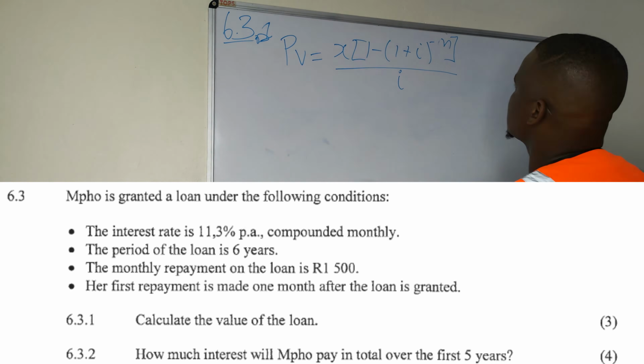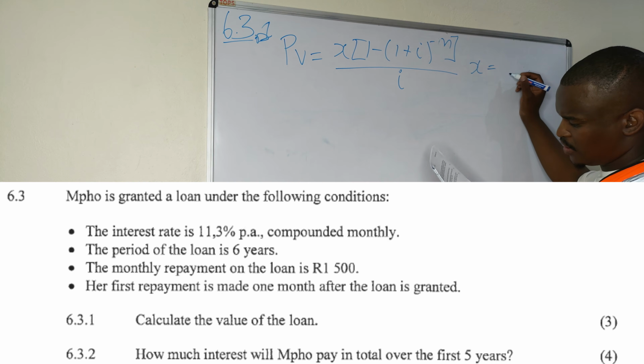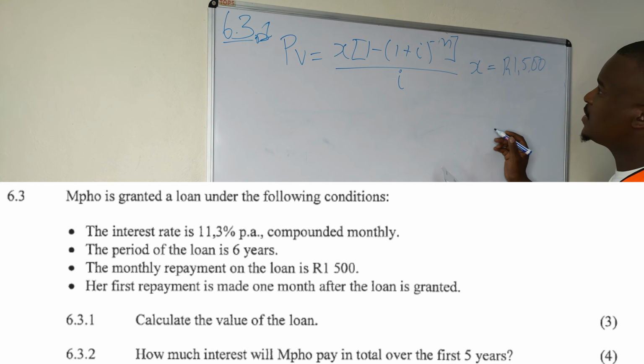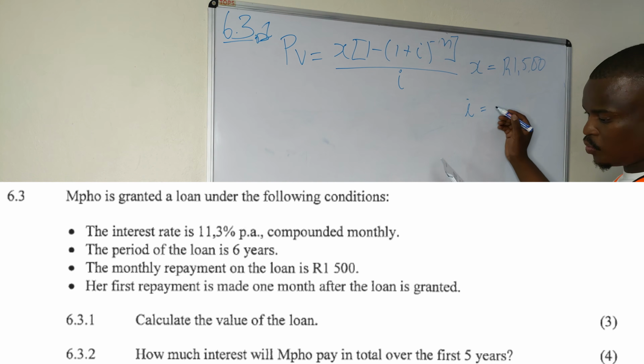So let's write this on the side. Your X is the monthly repayment. What is it? It's 1,500, right? And your i is your interest rate. Your i is equal to what?